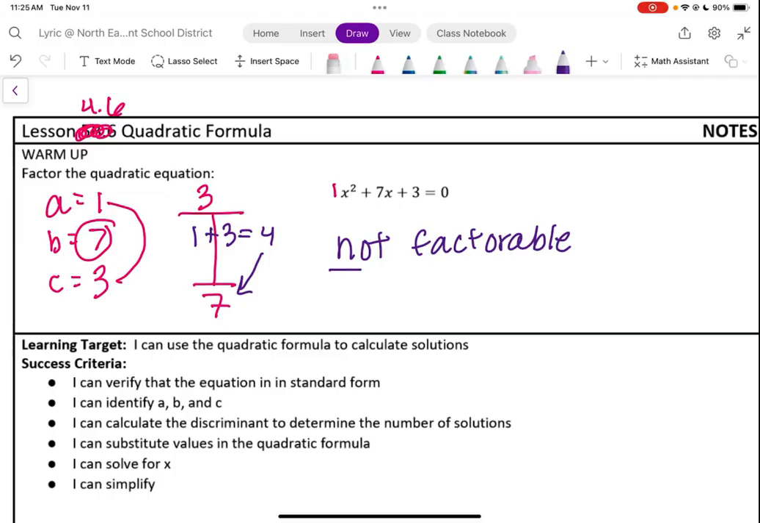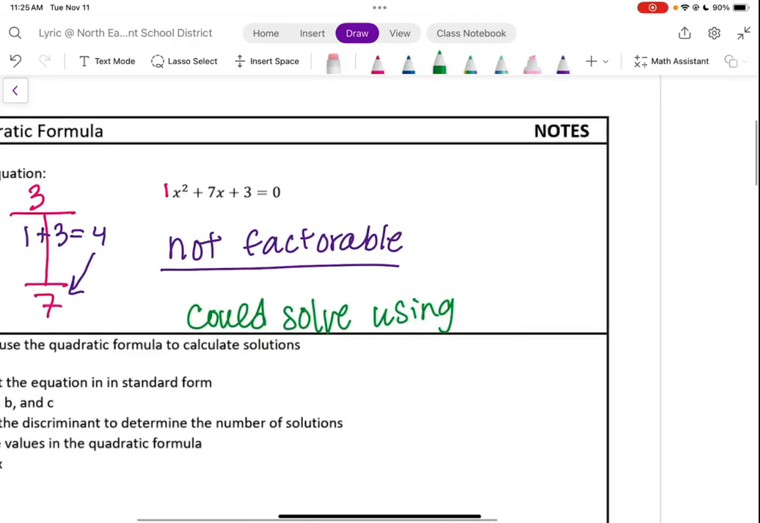So with this, we could use the quadratic formula. Could solve using quadratic formula.